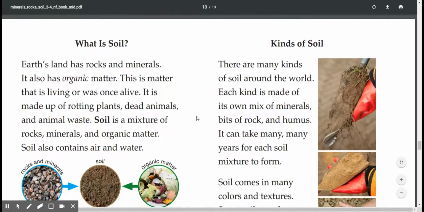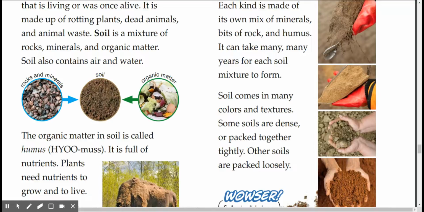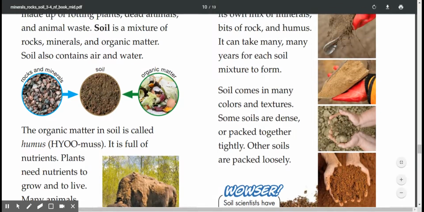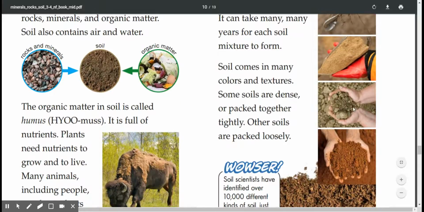All right, now there are different kinds of soil around the world. Each has its own mix of minerals, rocks, and humus, or that organic matter. It takes many, many years for each soil mixture to form. Now, it comes in many colors and textures. Some are dense, packed together really tightly. Other soils aren't so tight, and it's easier for you to kick it and spread the soil around. You can see over here we have some pictures of some different types of soil.